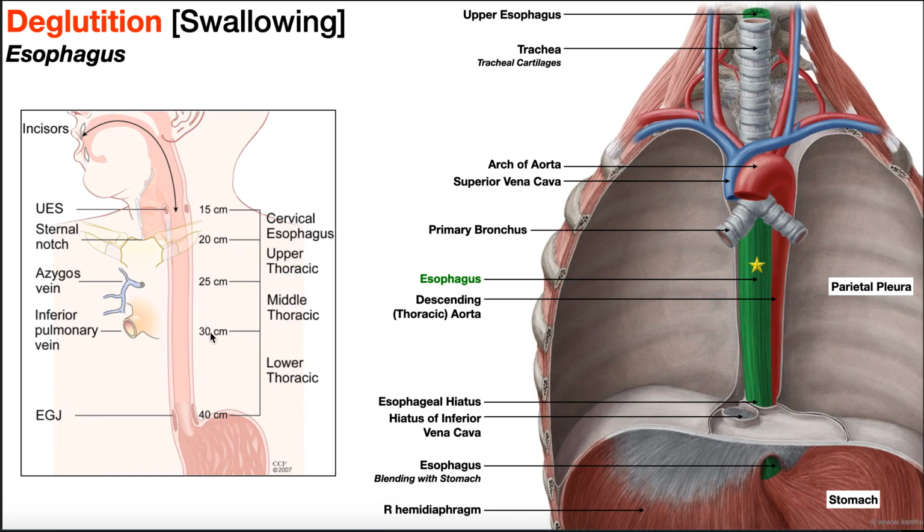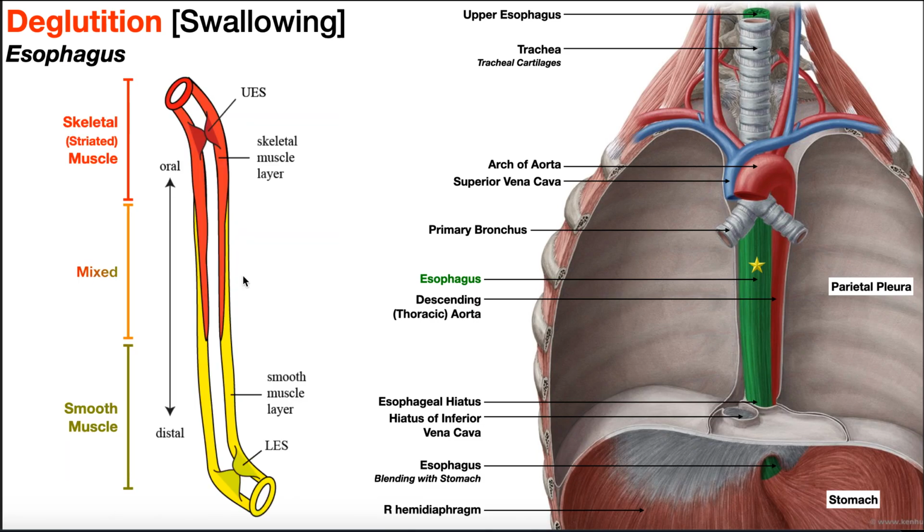And then from 30 centimeters all the way down to 40, which is basically where the lower esophageal sphincter is, this would be the lower thoracic esophagus. And at 40 centimeters here for an average person, this is going to be roughly where the esophagus starts to blend into the stomach, and we call that the esophageal gastric junction.